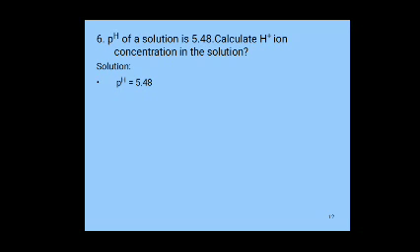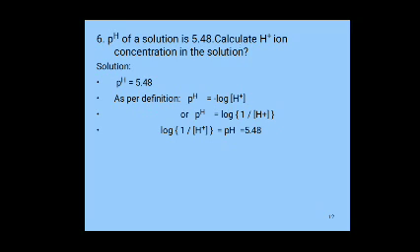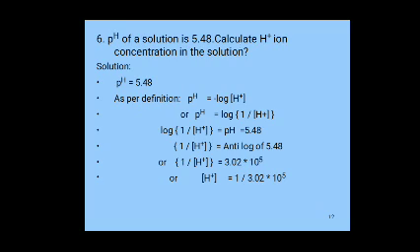Then pH is equal to 5.48. As per pH is equal to minus log H plus ion concentration, pH is equal to log of 1 by H plus ion concentration. Then 1 by H plus ions is equal to antilog of 5.48, then 1 by H plus ions is equal to 3.02 into 10 to the power of 5, so H plus is 1 by 3.02 into 10 to the power of 5, that is 3.311 into 10 to the power of minus 6.